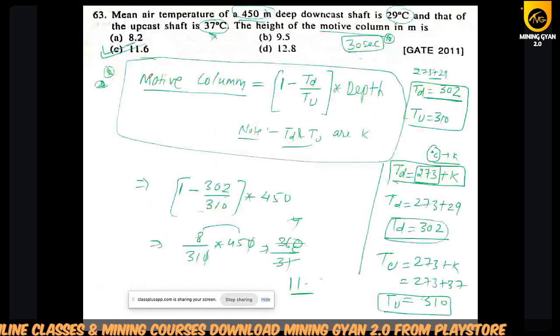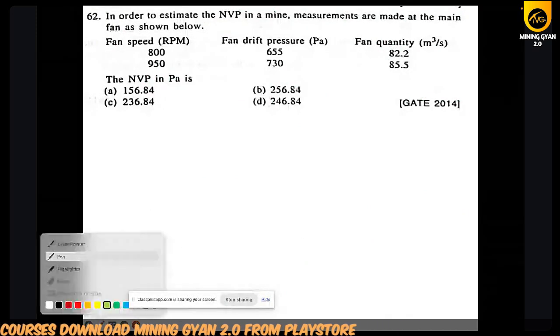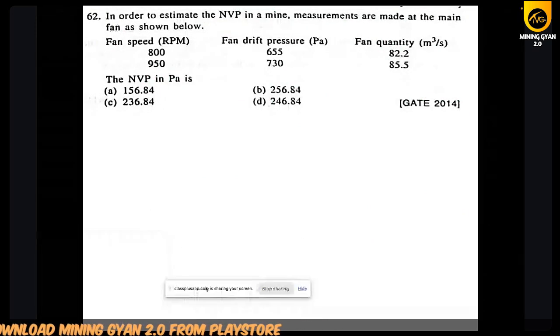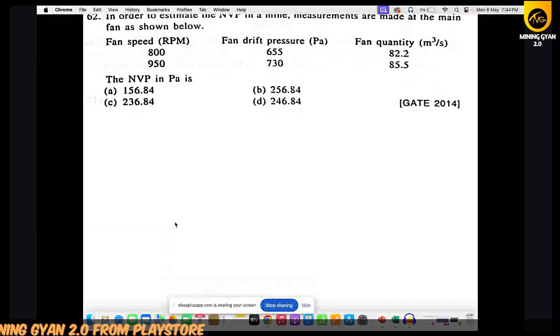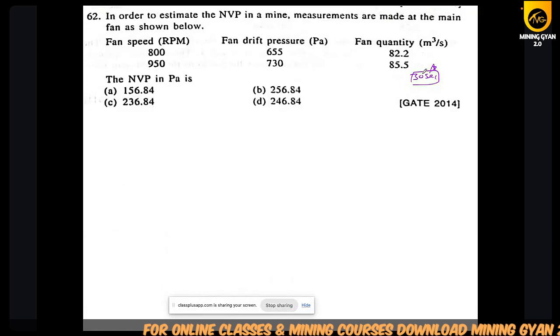Okay, do this question. This will be the last question for today. At least try it. 30 seconds I will wait, then I will solve this question. In this question, in order to estimate NVP in the mines, measurements are made at the main fan as shown below. Fan speed they have given, fan draft pressure they have given, fan quantity they have given. We have to find the NVP.